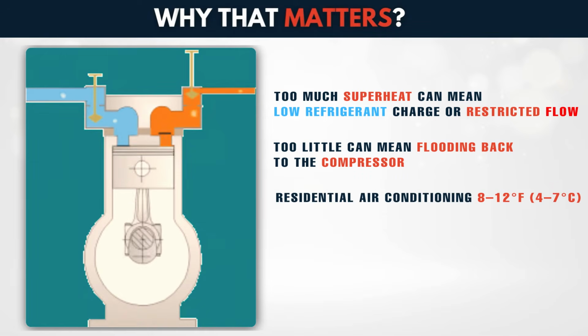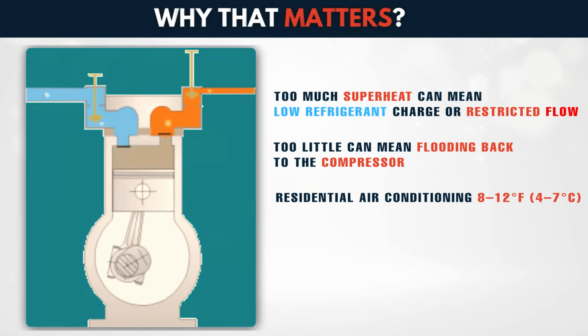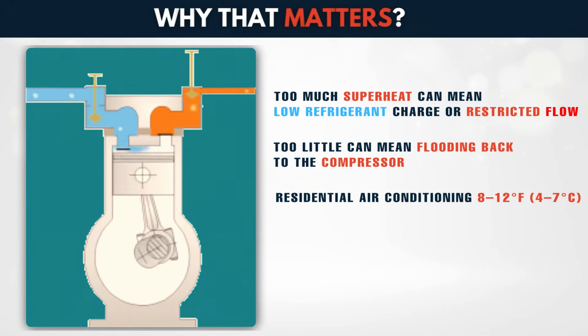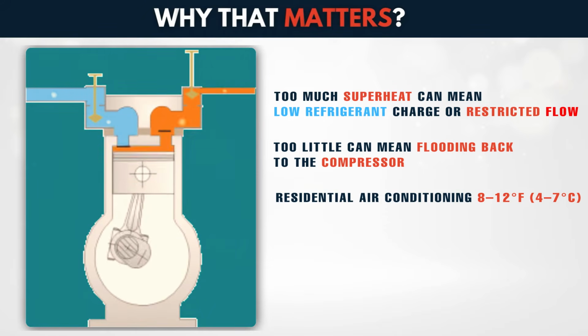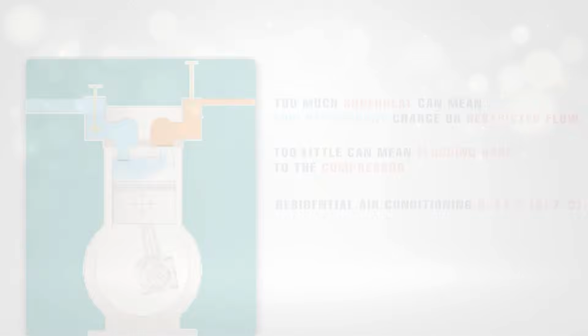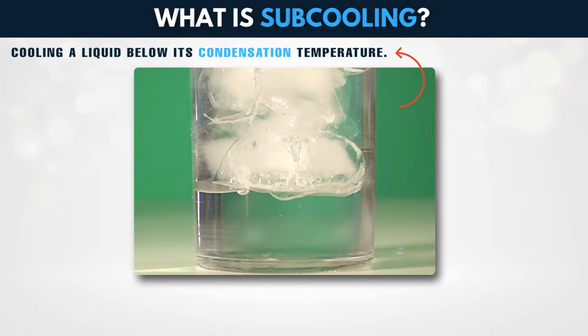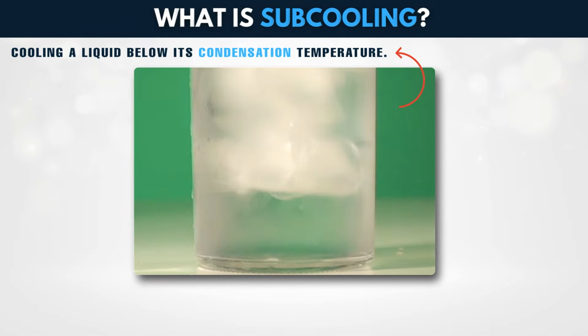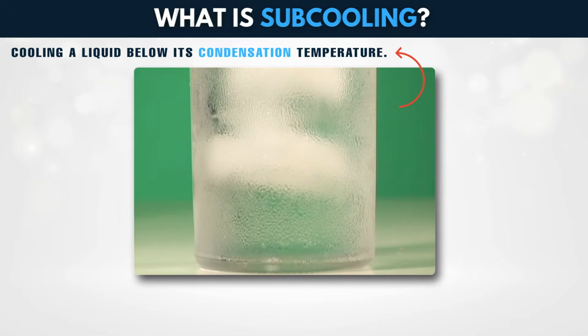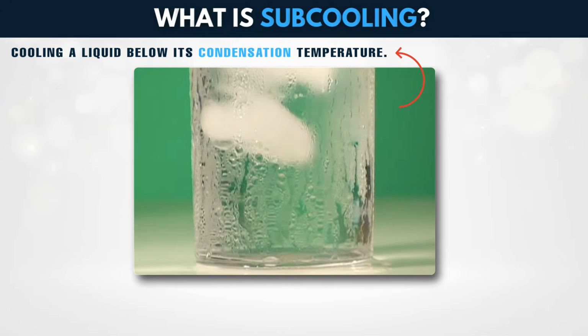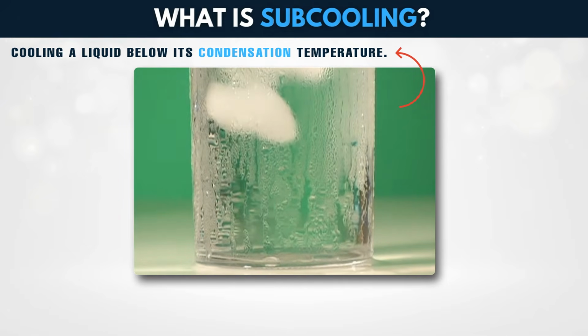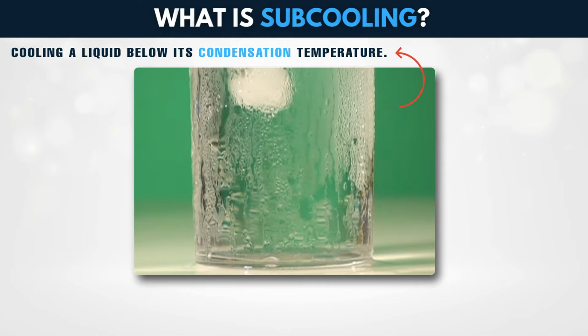In residential air conditioning, a typical target superheat is around 8 to 12 degrees Fahrenheit, 4 to 7 degrees Celsius, for a fixed orifice system under normal conditions. What is subcooling? Subcooling is the reverse concept. It refers to cooling a liquid below its condensation temperature. When refrigerant vapor is cooled in the condenser, it reaches the condensation point and changes into a liquid. If we continue cooling this liquid refrigerant below its saturation temperature, that temperature drop is called subcooling.